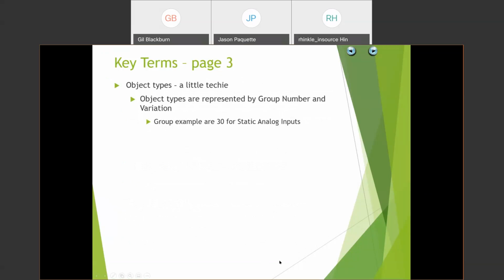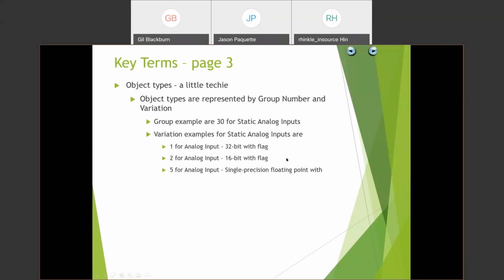Okay. Object types, this is a little bit techy, but not too. If you're familiar with Modbus, you have the 40,000 holding registers; 40,001 is the first one. An example in DNP3, they use groups and variation number of the groups, and I'll explain that in a second. The group type for analog inputs is 30, okay? The variation type of that might be a 32-bit, might be a 16-bit, might be a float, okay?